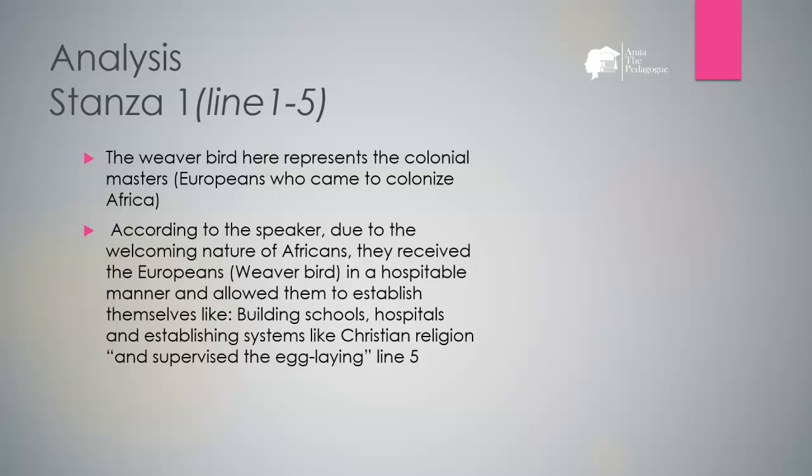So we see that the speaker and his people supervise the egg laying, which in this case is the establishing of some of these organizations by the Europeans. That is the weaver bird.